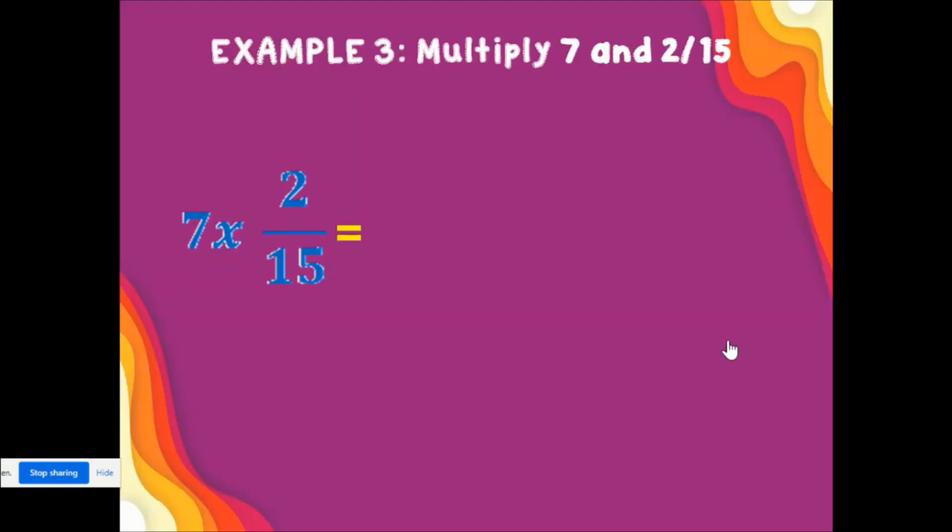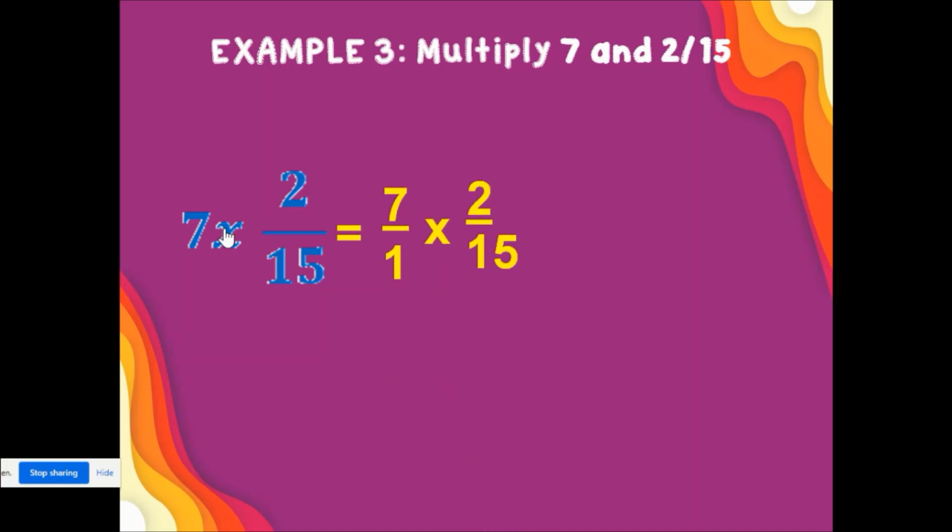What if you multiply a fraction and a whole number? For instance, 7 times 2 over 15. We know that the denominator of a whole number is always 1. So we put 1 as the denominator of the whole number 7. And then copy the second fraction.